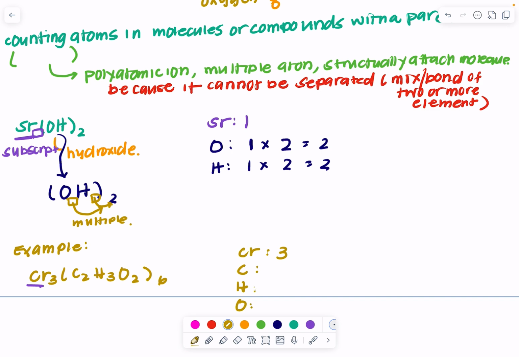But we also need to calculate the numbers for hydrogen, carbon, and oxygen. What we're going to do is take this number and multiply it by the number on the outside. So we have 2 times 6, that's a total of 12 carbons. Same thing, we have 3 times 6, that gives us 18 hydrogens. And then lastly, for the oxygens, 2 times 6, which gives us a total of 12 oxygens.